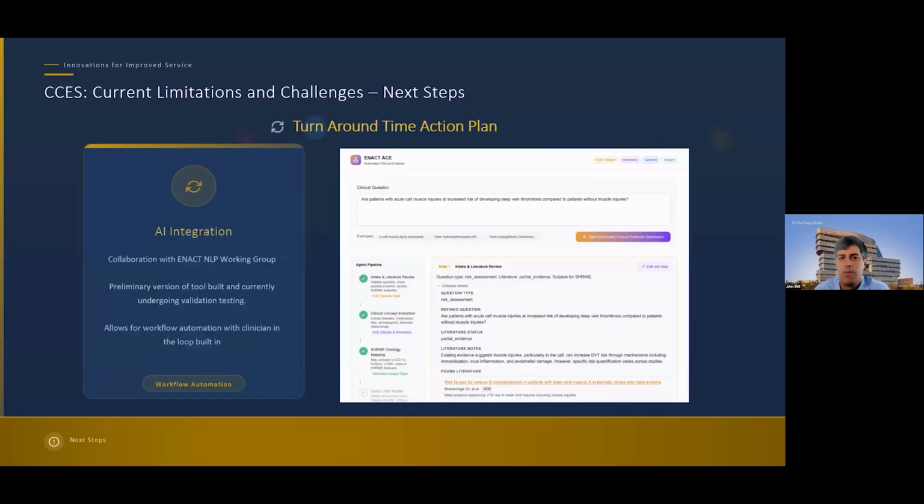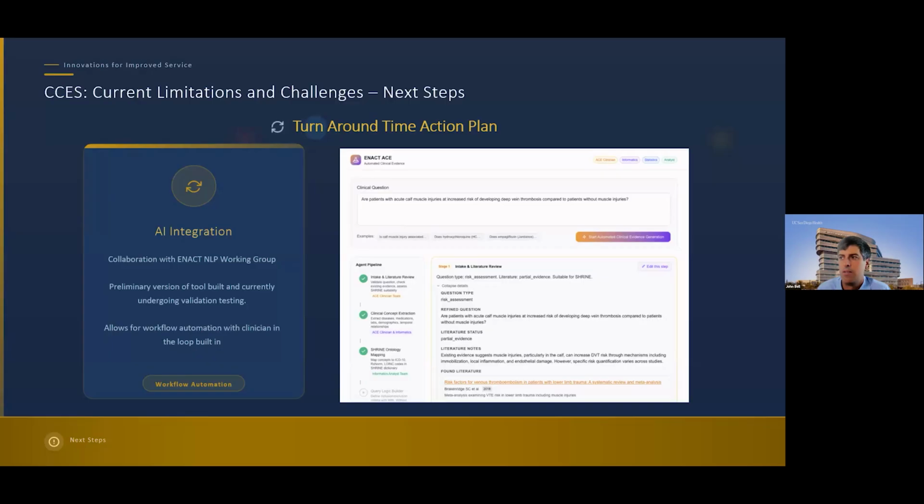Finally, here's the screenshot of the AI integration with the ENACT NLP working group. We have a preliminary version of the tool that's built and currently undergoing validation testing. It doesn't have all the steps on there, but basically it takes everything from the time when the clinician submits that initial question, does the initial literature review, helps with the ontology mapping, and goes all the way to the point where we have the clinical queries ready.